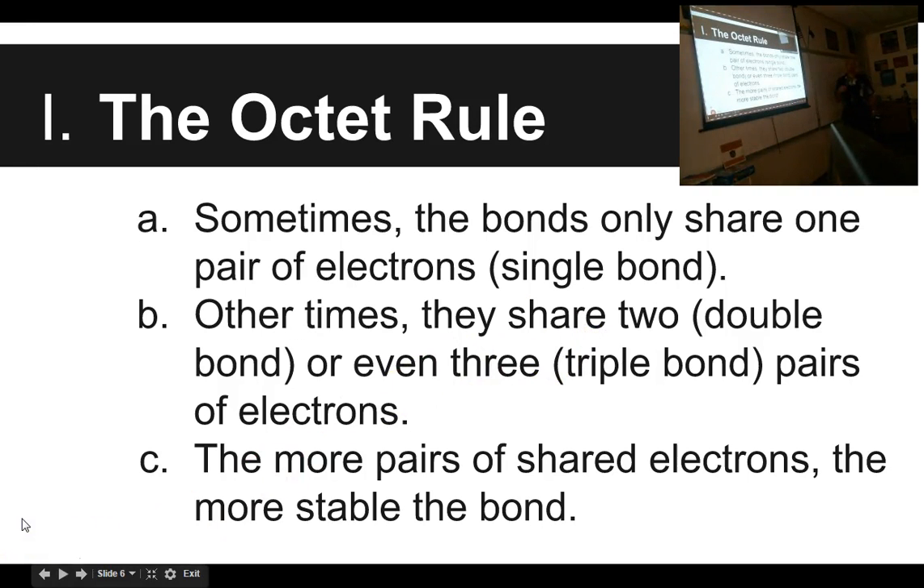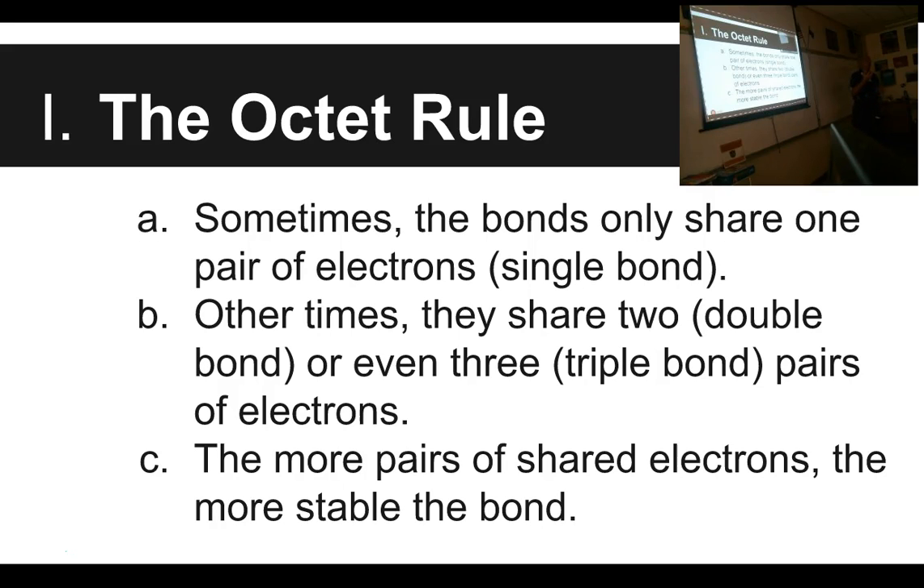Okay, so we just previewed this in the last slide's examples, but you can share only 1 pair of electrons, and that's a single covalent bond. Or you can share 2 pairs of electrons, which would be a double covalent bond, and it is possible to share 3 pairs of electrons, which would be a triple covalent bond. The more pairs of electrons you share, the more stable the bond. So it's easier to break a single bond than it is to break a double bond or a triple bond.